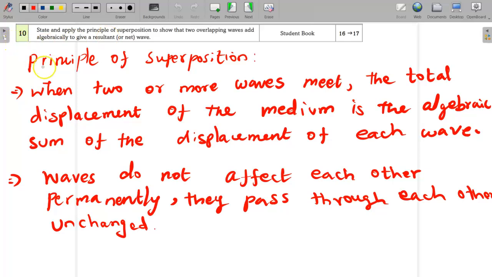The next question, principle of superposition. You can pause it and copy this. It is just a definition. State the principle of superposition. When two or more waves meet, the total displacement of the medium is the algebraic sum of the displacements of each wave. Waves do not affect each other permanently. They pass through each other unchanged.